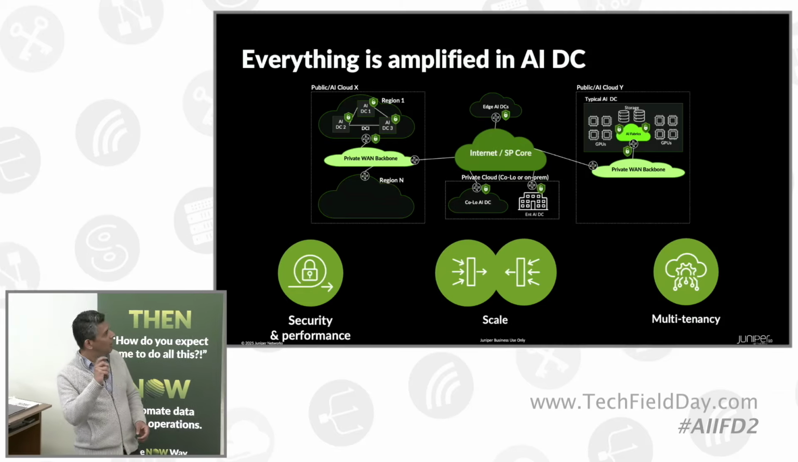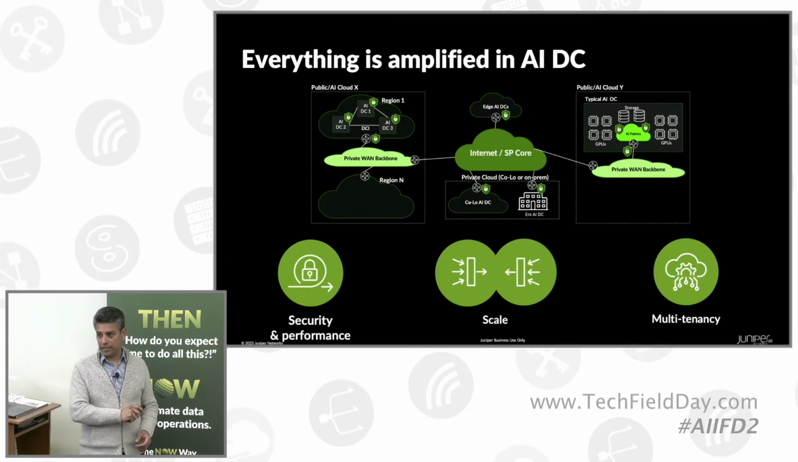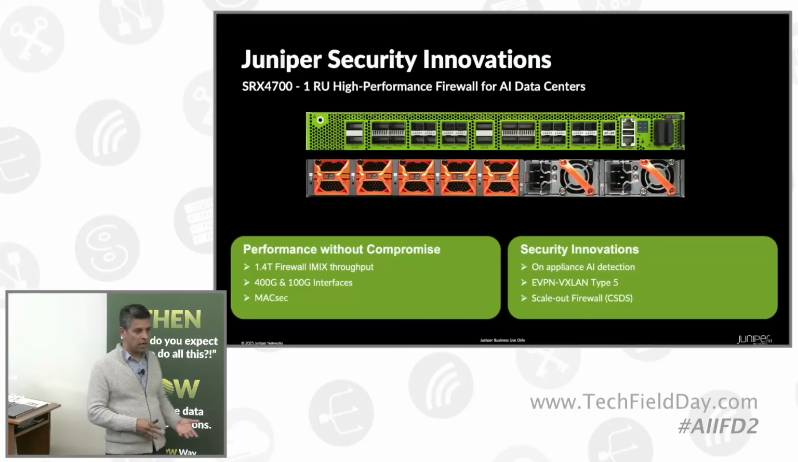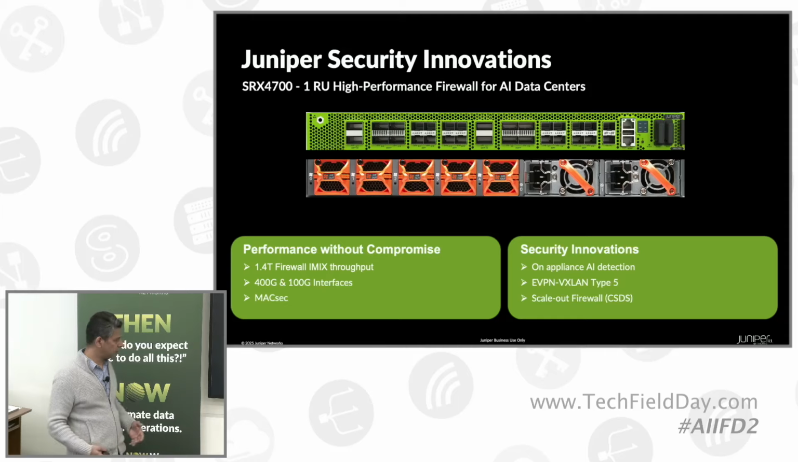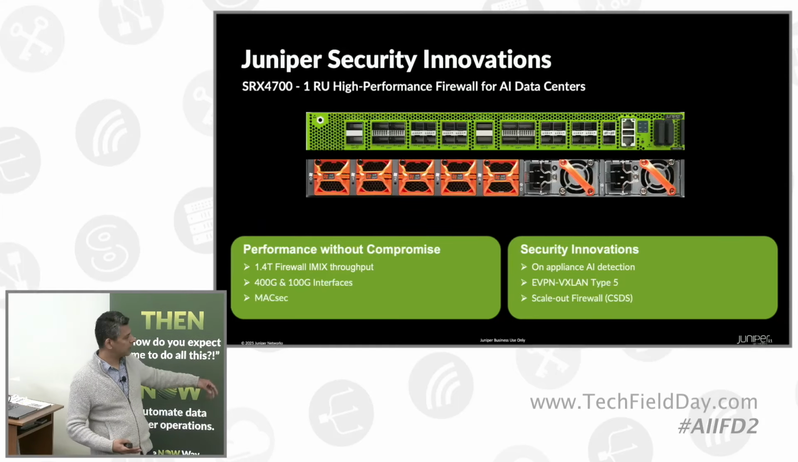Okay, 30 seconds. So everything gets amplified in an AI data center. We talked a little bit about this. It's much higher performance, it's much higher scale, and obviously multi-tenancy. So we have been thinking about these challenges for a while. We did take some steps to get there. The first thing is we started shipping a new one rack unit firewall that can do 1.4 terabits of network throughput with multiple 400 gig, 100 gig links to allow you to connect into your data center fabric itself or AI data center fabric. All of those ports can do MACsec.